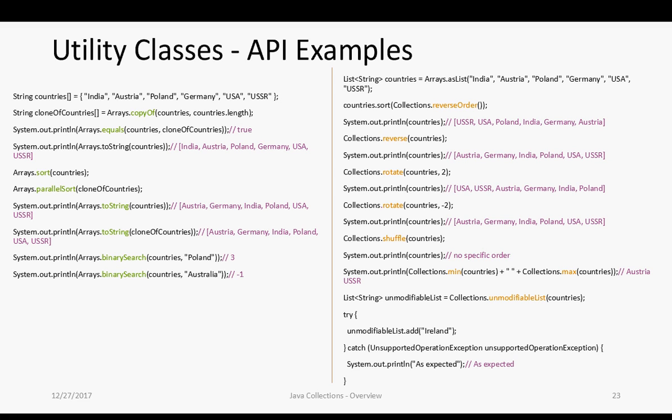I can do a binary search on the countries. Remember that the binary search is going to work on the sorted array. So countries I have already sorted, as you can see over here. So I can search for a particular country. I can say whether this country array has a Poland entry or not. Yes, I do have it.